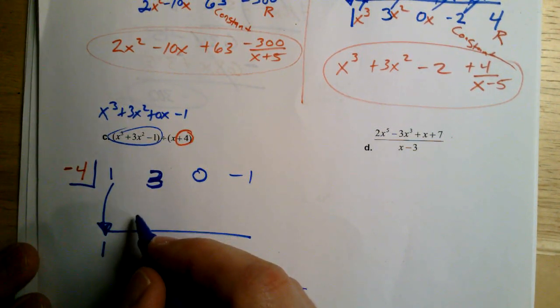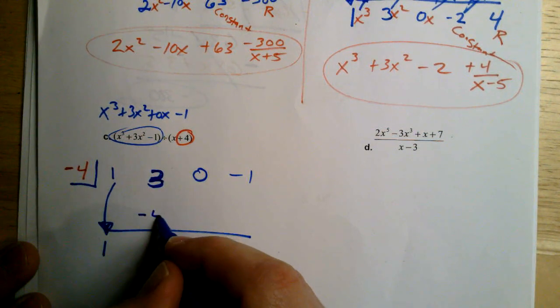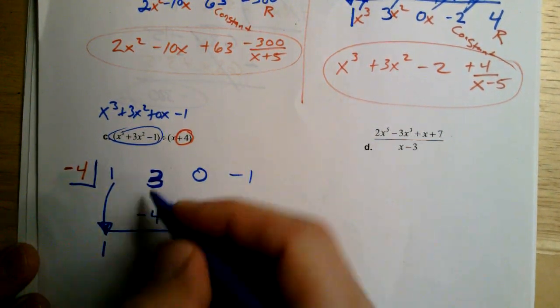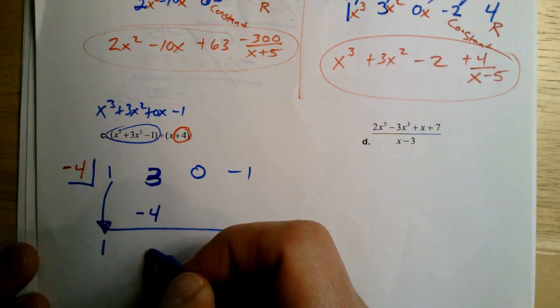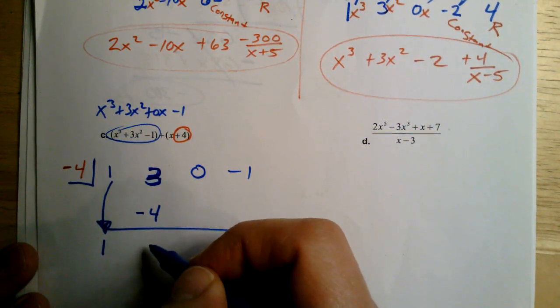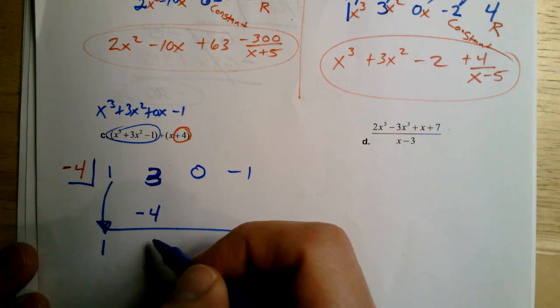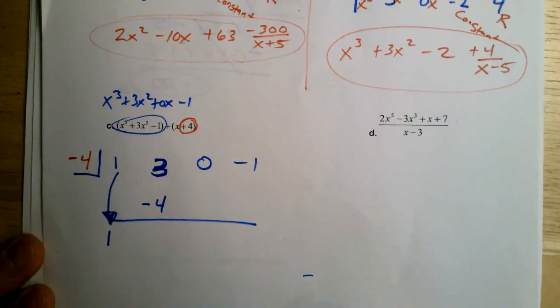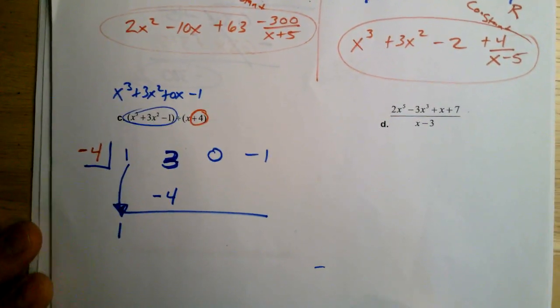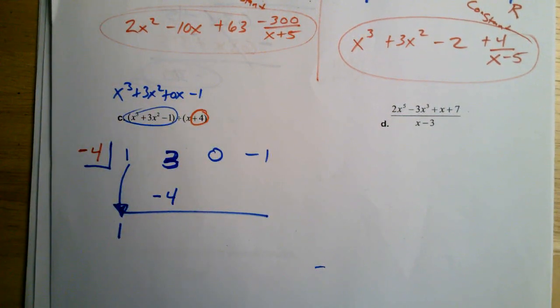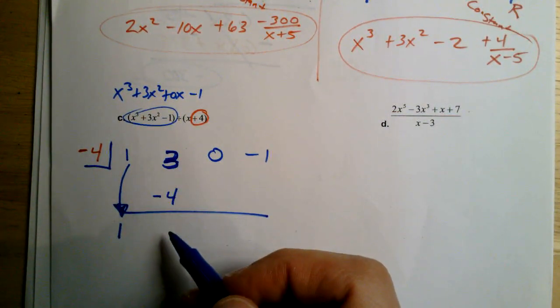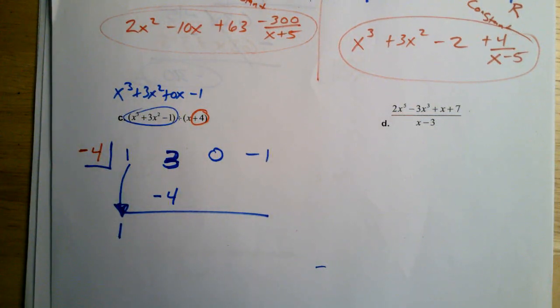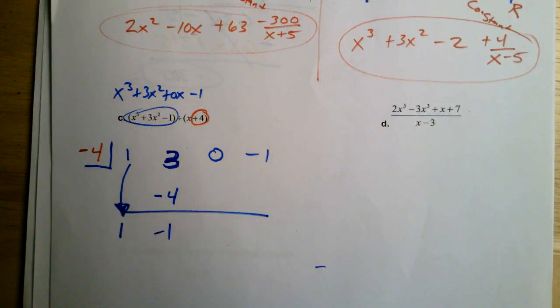Negative, did you say negative 4? Yeah. You the man, nice work. Add down. What goes right here? Irene, what goes here if you add down? What's 3 minus 4, Irene? -4. There you go. Fantastic.